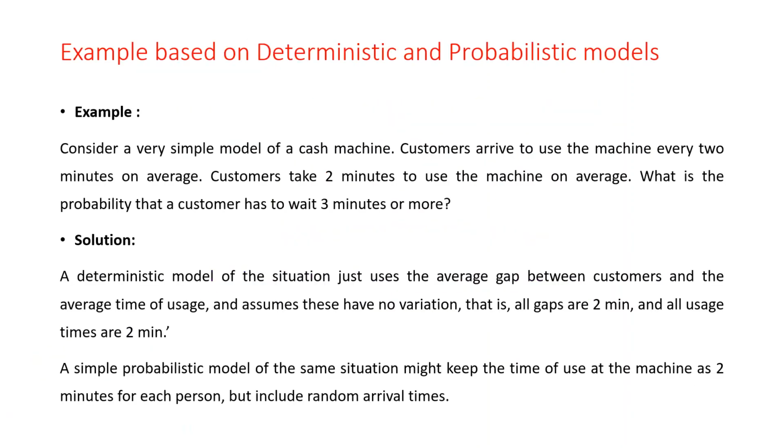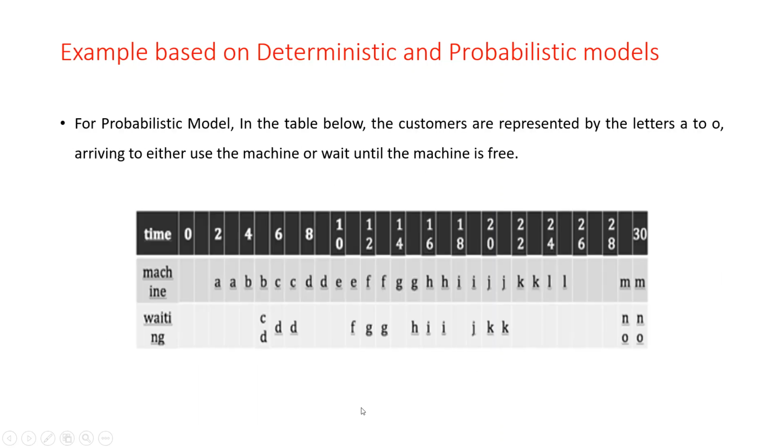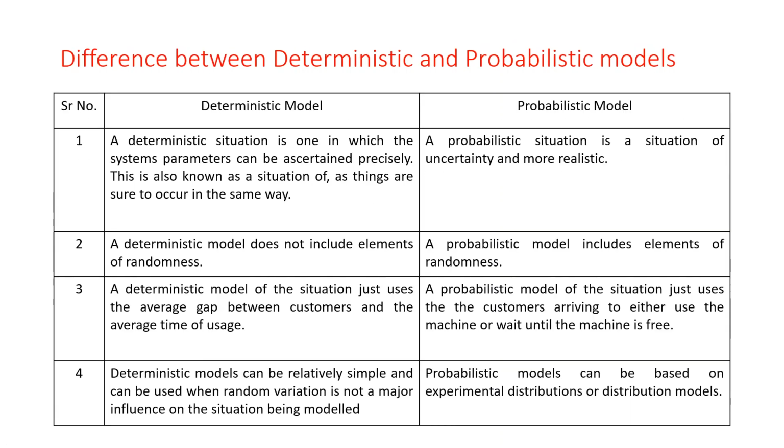So in the deterministic model, we are using the average gap between the customers and the average time of usage. But in the probabilistic model, we are using the machines as 2 minutes for each person, but including random arrival times. Okay. So the next part is the difference between the deterministic and probabilistic model. What is the difference between deterministic and probabilistic model?